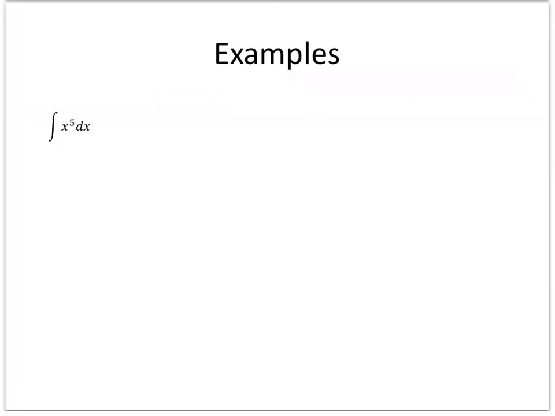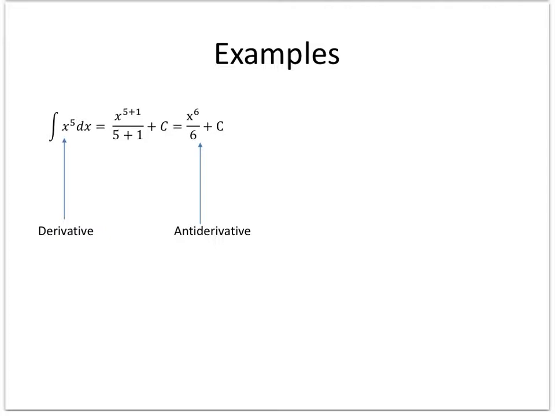So for example, if I want to find the antiderivative of x to the fifth, I simply add 1 to the exponent, and then of course do the same with the denominator, and I get my answer. Again, you could check it: if I take the derivative of this, do I get that back? This being my derivative, and this being my antiderivative.